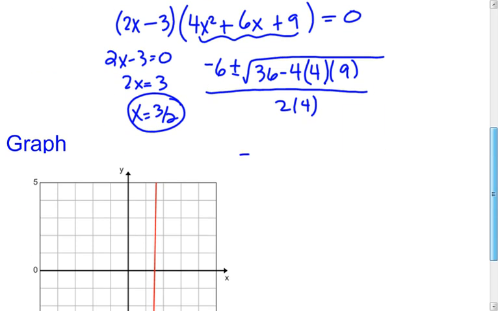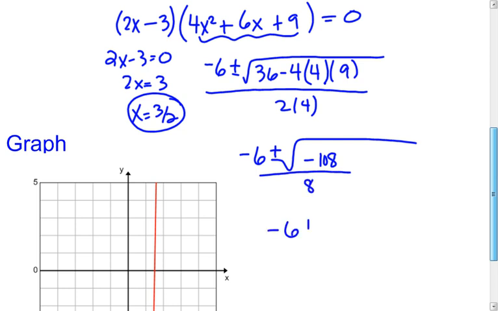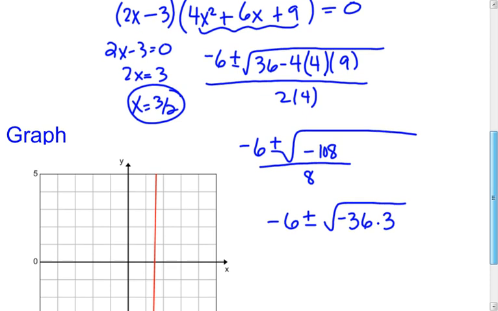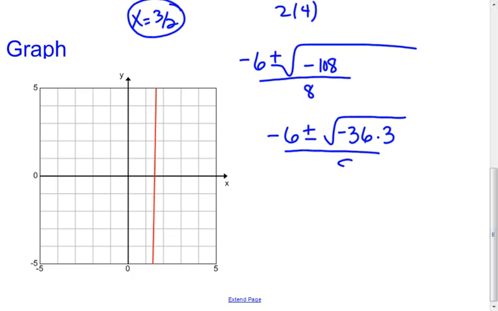All right, so we need to simplify this. Negative 6 plus or minus the square root. When I take 36 minus 4 times 9, I should get negative 108 in here. And then, of course, 2 times 4 on the bottom makes 8. And negative 108 happens to be negative 36 times 3, all over 8. So, of course, the square root of negative 36 would be 6i. So you need to pull that out of the parentheses.